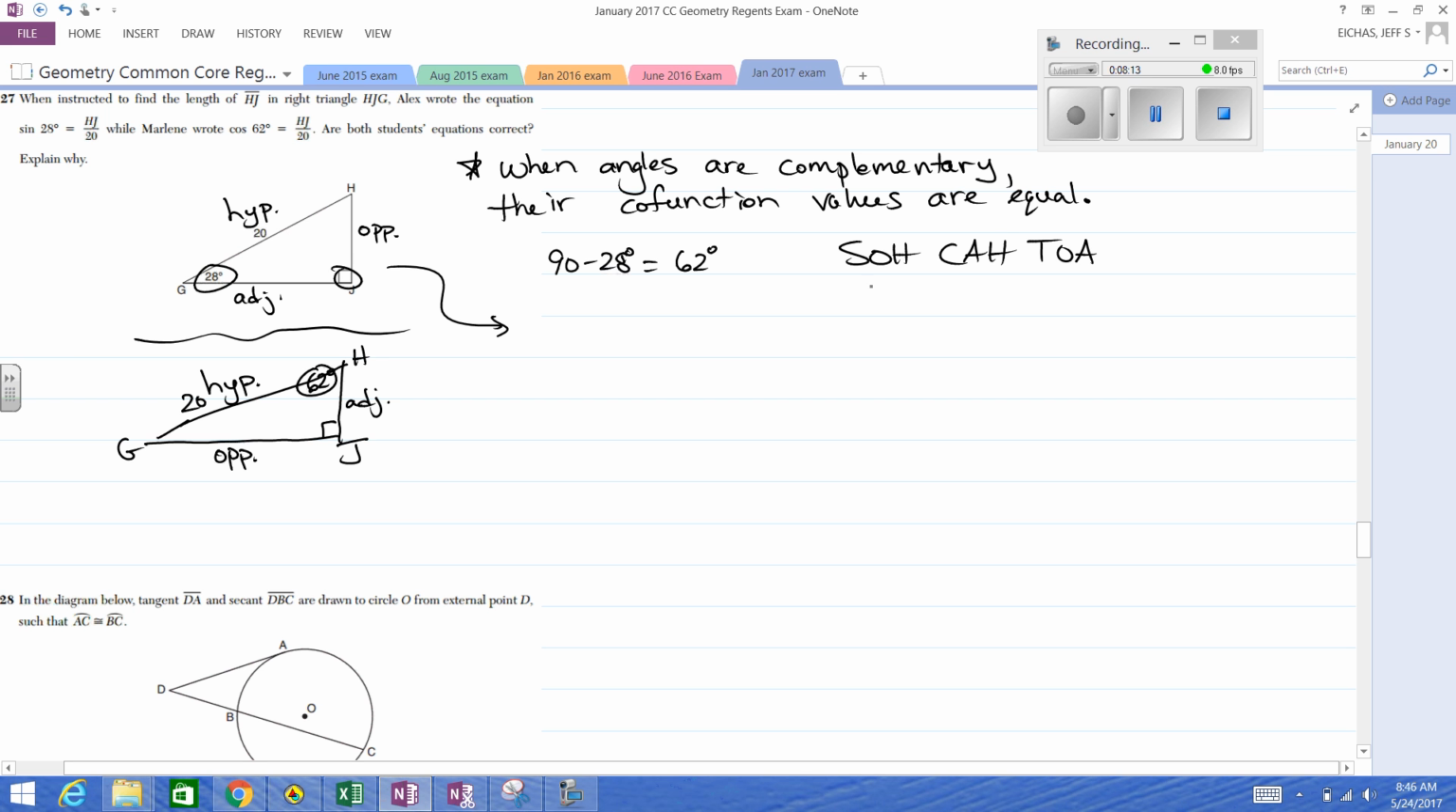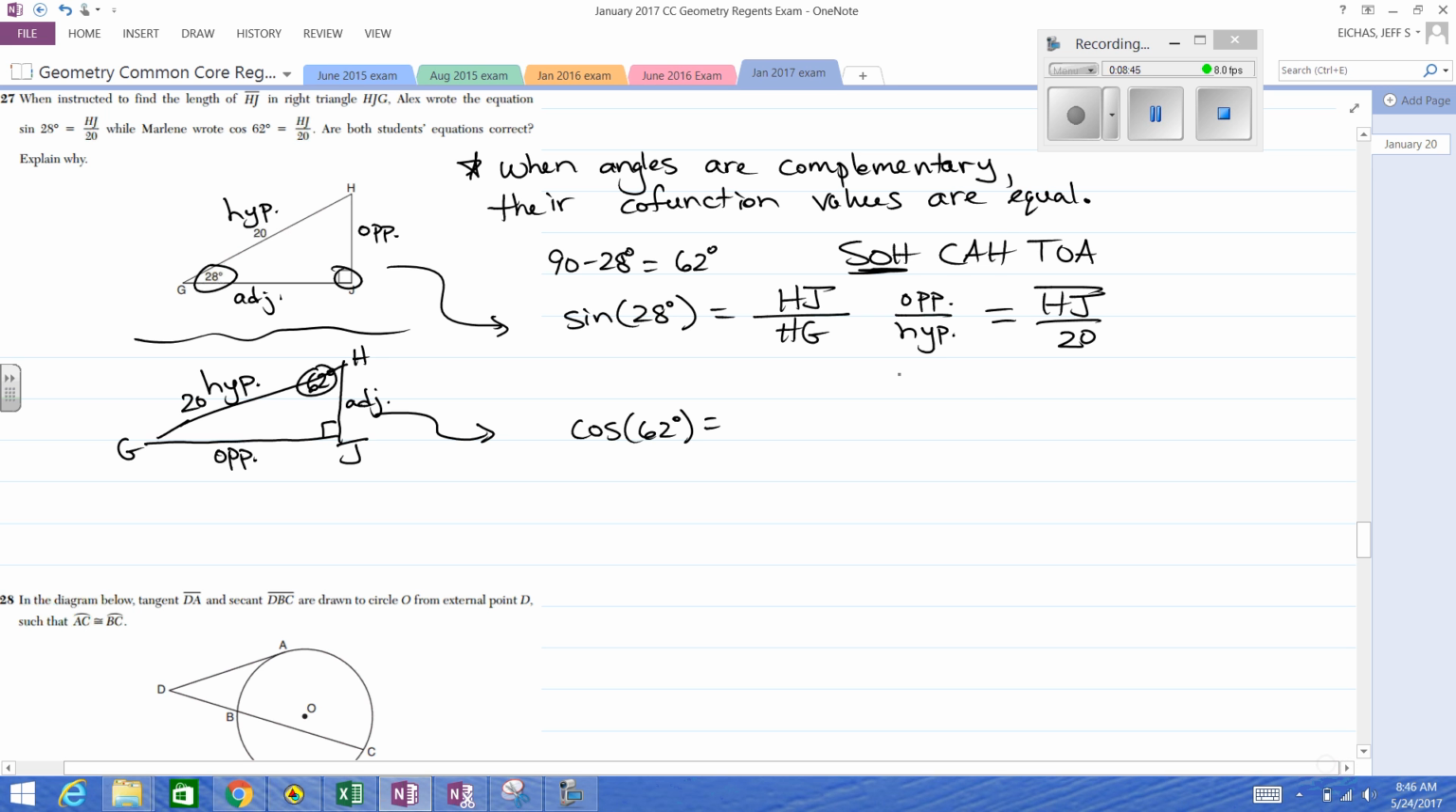So for this one, if we use sine, it would be sine of 28 is equal to HJ, which is opposite, over HG, which is the hypotenuse. Okay? And what that looks like is HJ over 20. Now, for this one, instead, we're going to use cosine of 62 degrees. Cosine of 62 is going to be adjacent, which is HJ, over hypotenuse, which is HG. It's going to be adjacent over hypotenuse. And that also happens to equal HJ over 20, because HG is 20.